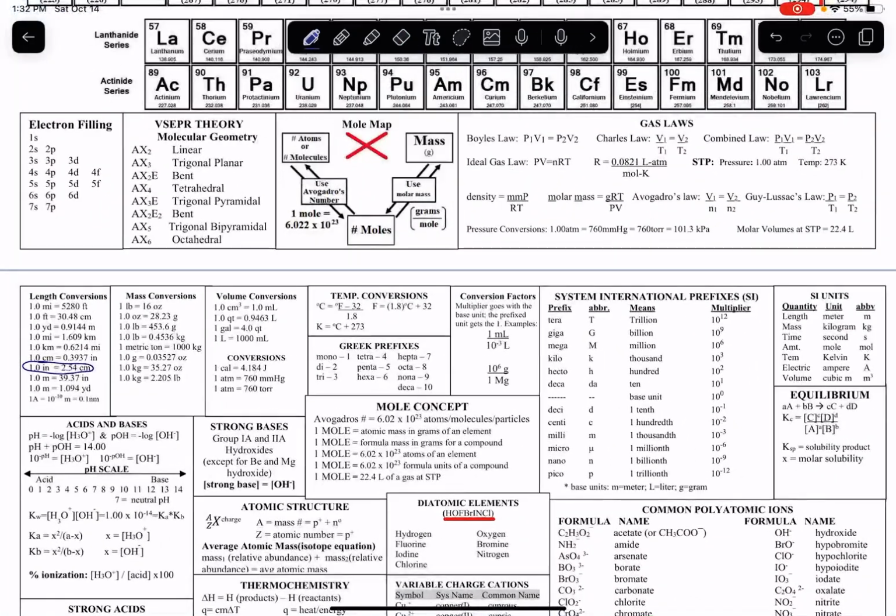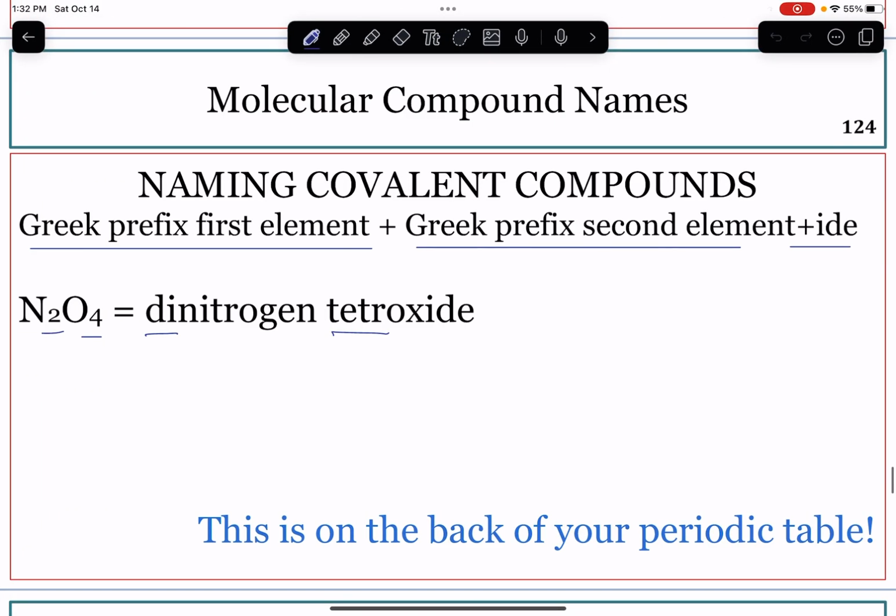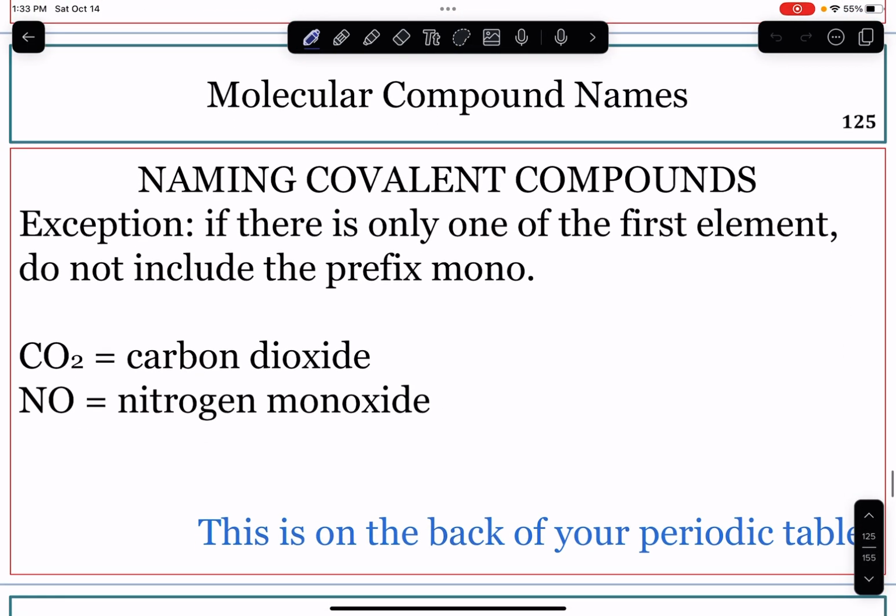There is only one exception to these molecular or covalent compound naming rules. The exception is that when you have only one of the first element, you do not include the prefix mono. So this is why we call it carbon dioxide for CO2 and not monocarbon dioxide. However, when you have only one of the second element, you do use the mono prefix. So NO is named nitrogen monoxide. And that's it. So molecular compounds are named fairly simply.